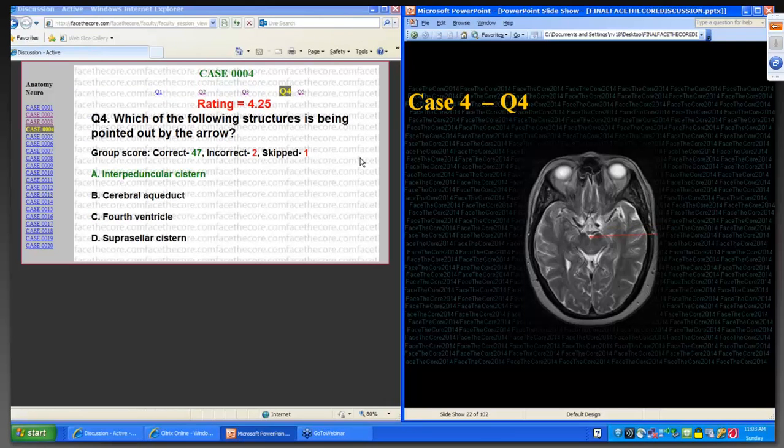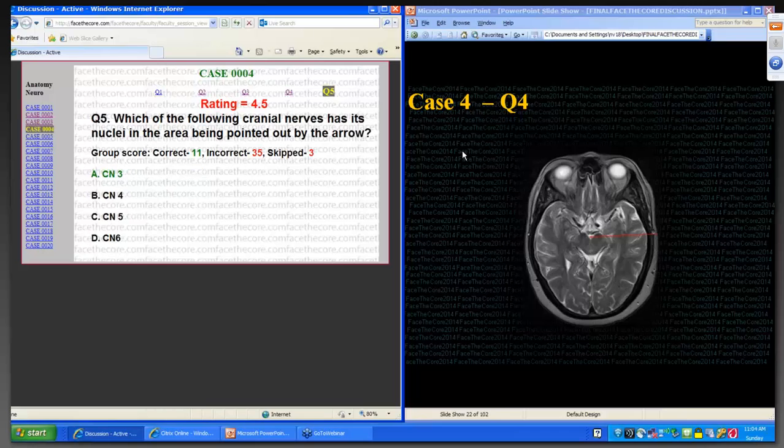Okay, which of the following structures is being pointed out by the arrow? Is it the interpeduncular cistern, cerebral aqueduct, fourth ventricle, or the suprasellar cistern? Well, this is specifically pointing to the interpeduncular cistern. There are two cerebral peduncles, and it's between the two cerebral peduncles, so this has to be the interpeduncular cistern. And it looks like almost everyone got that question, so that's great.